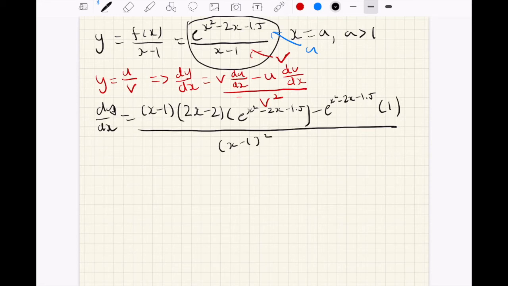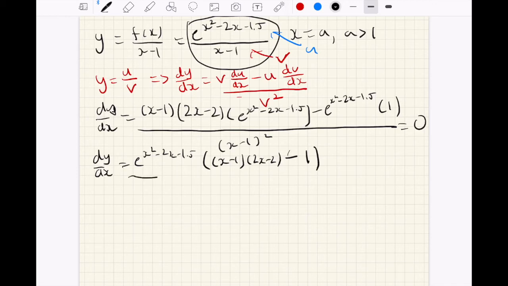Cool. Now what do we do here? We want to simplify this equation so we can find what x is when this is equal to 0. Remember, to find the local minimum, we have to find the value of x when the whole derivative is equal to 0. So we can find the common factor of e to the power of x squared minus 2x minus 1.5 here. On the left-hand side we have x minus 1 times 2x minus 2, and we're subtracting the common factor, which is going to be 1 here.